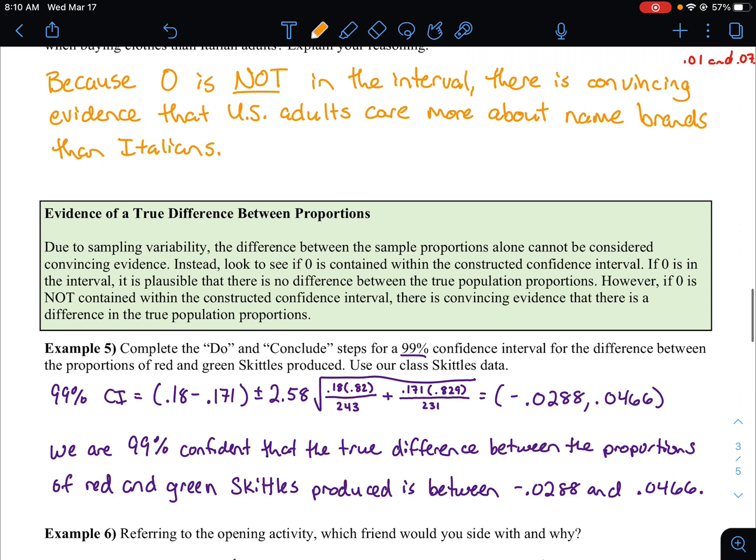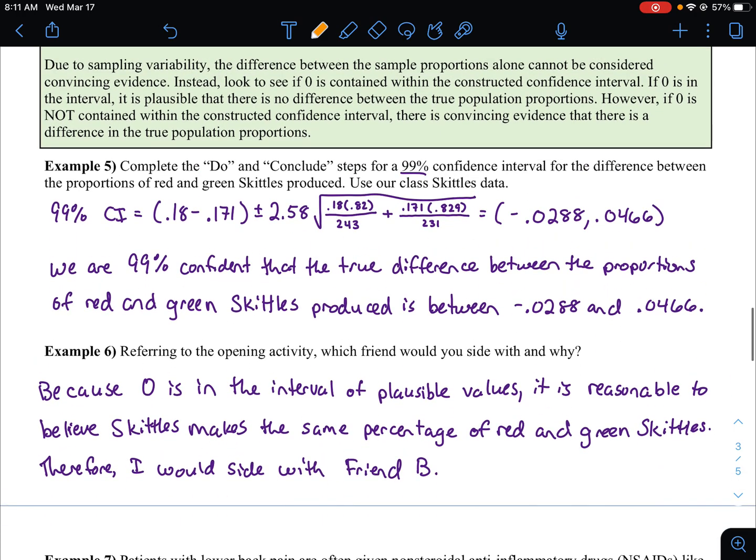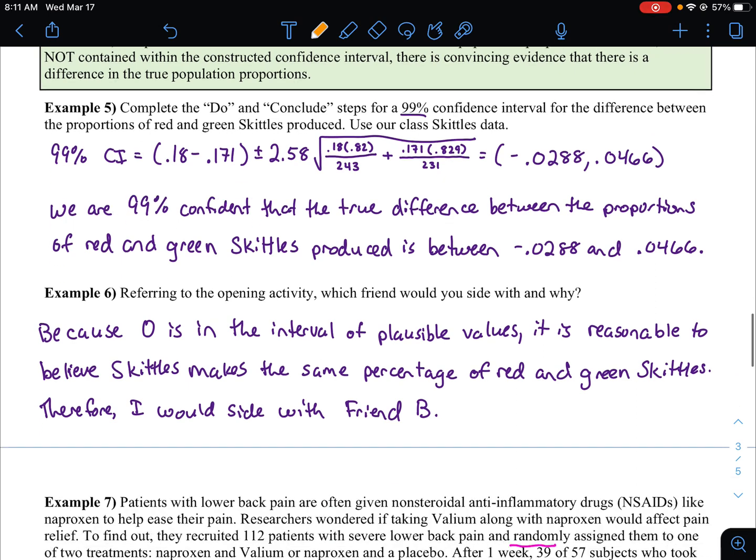So example 6, again, if you want to pause, write your explanation and see how you did, go ahead and do that. Otherwise, just keep watching. Example 6, referring to the opening activity, which friend would you side with? Well, we would say something like, because 0 is in the interval of plausible values, it is reasonable to believe Skittles makes the same percentage of red and green Skittles. Therefore, I'm going to side with friend B. Okay.